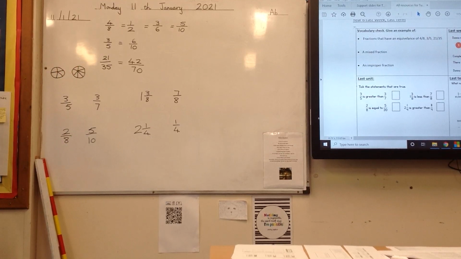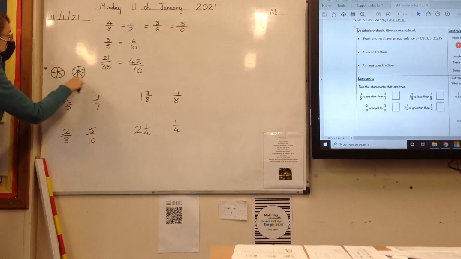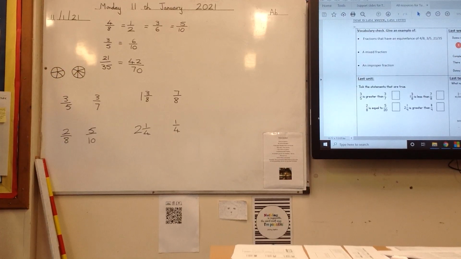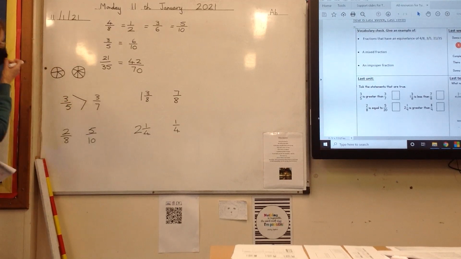Which would be the greatest? 3 of those, 3 out of 5, or 3 out of 7? Which one would be the largest? Which one would be the greatest? 3 out of 5? 3 out of 5. That would give you the bigger amount, wouldn't it? It would give you the greater amount.